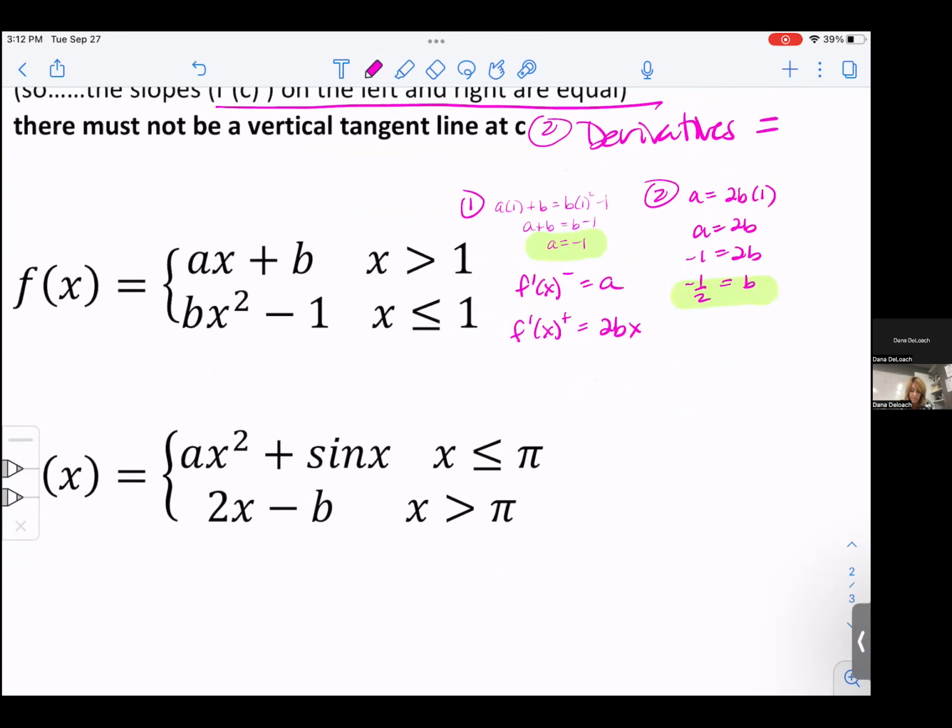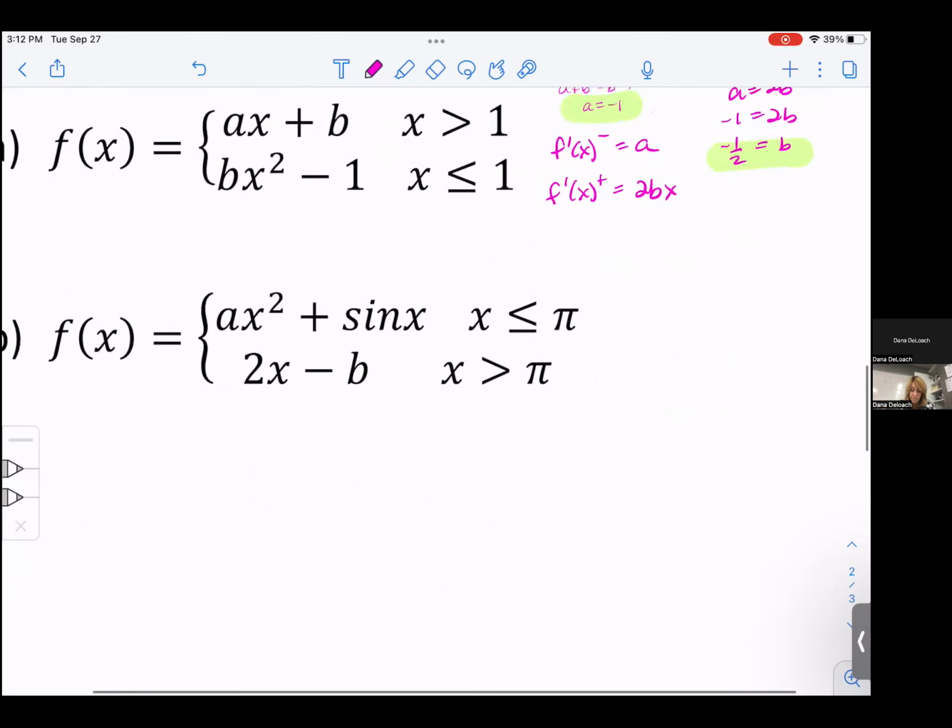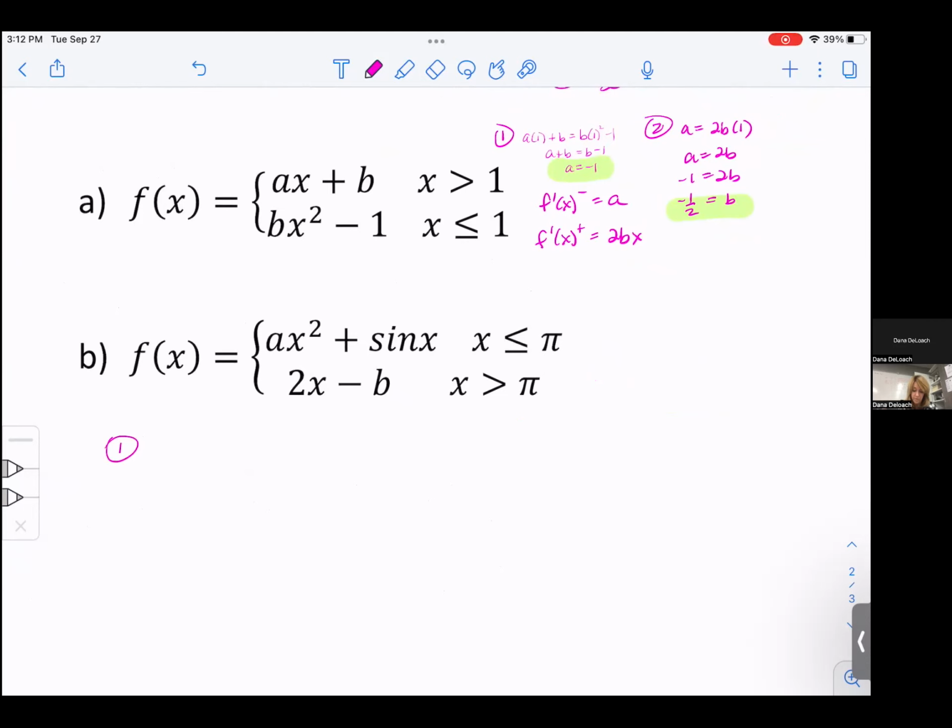All right, here's one. And so we're going to step 1, we're going to set the functions equal. So a times pi squared plus sine pi has to equal 2 times pi minus b. So there's nothing I can do with a times pi squared. Sine of pi is 0. And that's just going to be 2 pi minus b. So there's really not a lot I can do with that. It's a system of equations. I'm going to have to figure out what goes on with the next one.